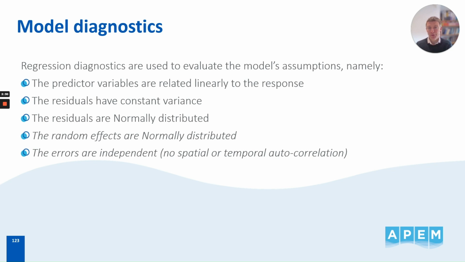The fourth and the fifth assumptions here I put in italics because they tend to be slightly less important for these kinds of models. The models are either more robust to these assumptions, or just due to the nature of the data, these assumptions are less likely to be violated. The fourth assumption is that not only are the residuals normally distributed, but the random effects are also. And the fifth assumption is that the errors are independent. That is, there's no spatial or temporal autocorrelation.